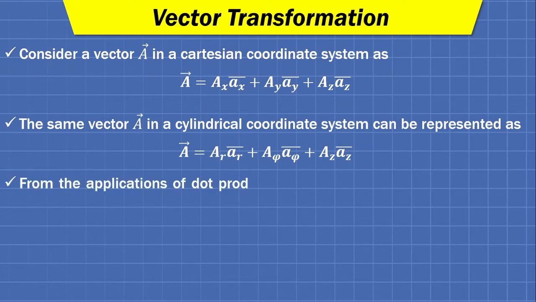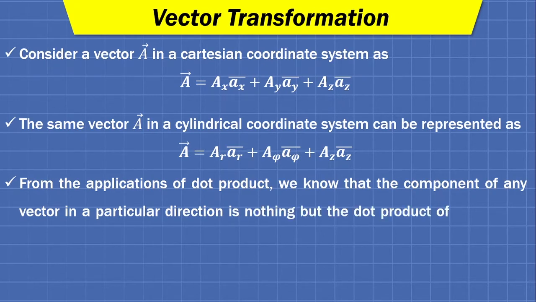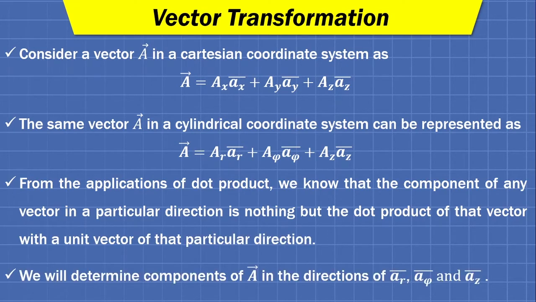From the application of the dot product, we know that the component of any vector in a particular direction is nothing but the dot product of that vector with a unit vector in that direction. We will determine the components of A bar in the directions of ar bar, a phi bar and az bar. So press the I button on your screen to review the application of the dot product.